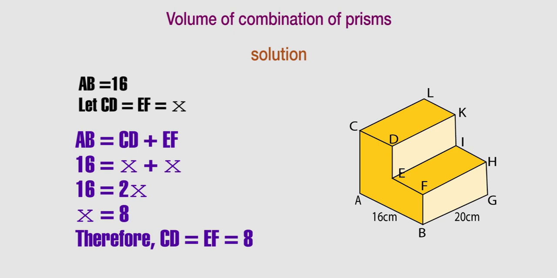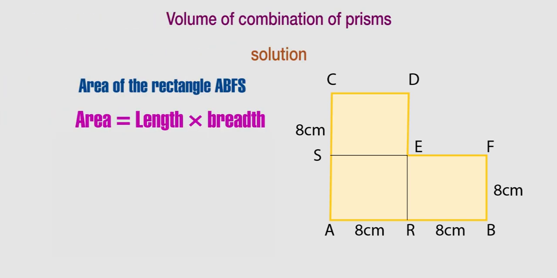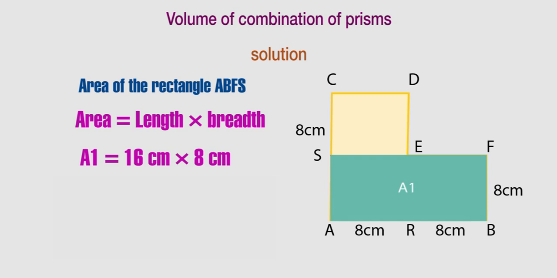We consider the cross-section separately. That is C, D, E, F, A, B, F, S. We have the dimensions shown. We find the area of the rectangle ABFS, which is the length multiplied by the breadth. So we have A1 equals 16 centimeters times 8 centimeters. And that gives us 128 centimeters squared.